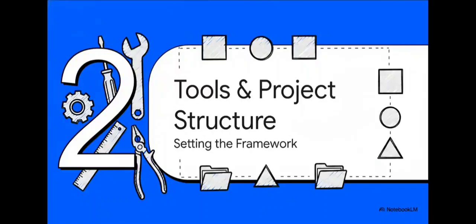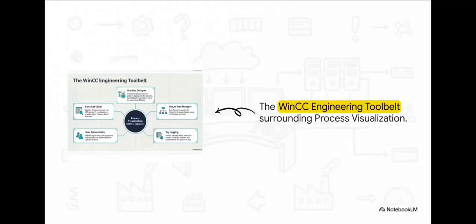Section 2. Tools and Project Structure. So, with our physical limits defined and respected, it's time to open up the engineering tool belt and establish our fundamental file framework. Your main hub for all of this is process visualization via WinCC Explorer. Think of this as the center of gravity for all your specialized tools. It connects the Graphics Designer, which is where you actually build the physical process pictures, directly with tools like the Picture Tree Manager and the User Administrator. The whole system basically revolves around this central core.